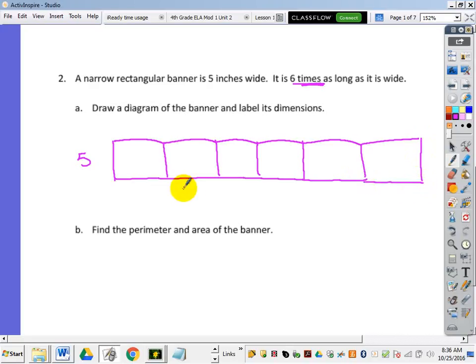There. Now I'm going to double check. Is it 6 times as long as this 5 inches? I'll put inches there. 1, 2, 3, 4, 5, 6. Good. I've got 6 times as long by 5, right?